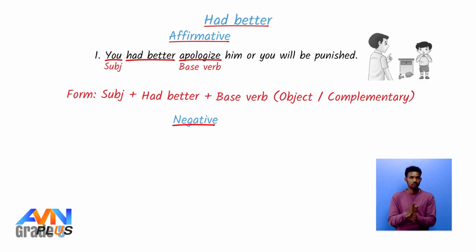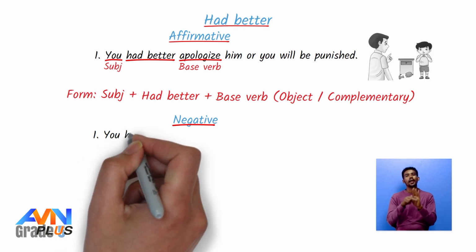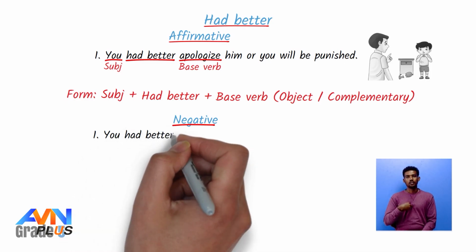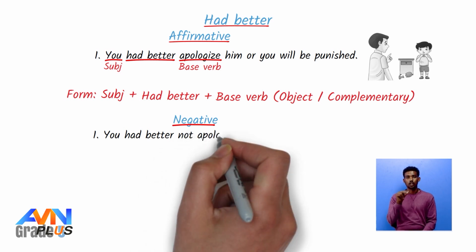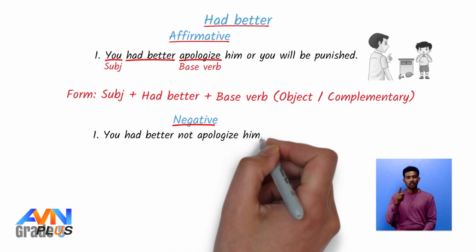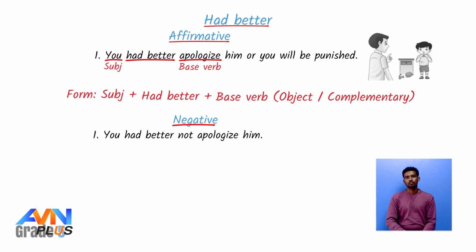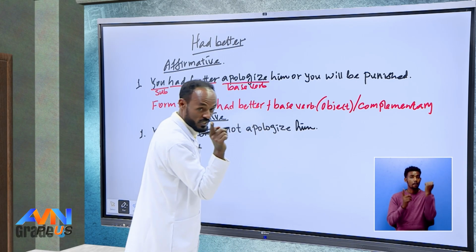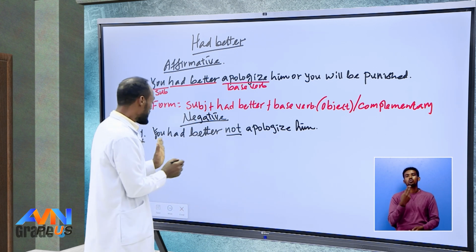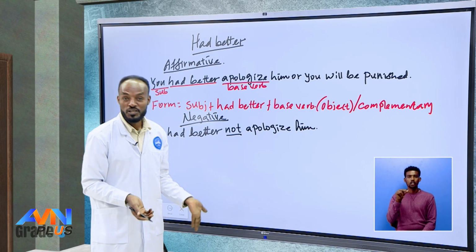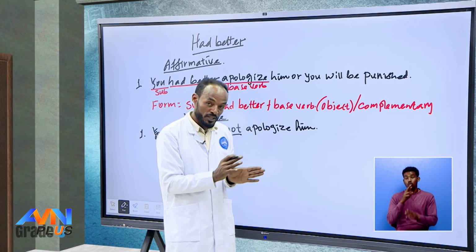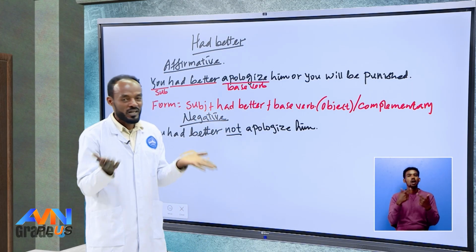So we can change it into its negative form: You had better not apologize him, or you will be punished. Now, will be punished is not important here because we use what? Had better not. You had better not apologize him. This means if you apologize him, something bad will happen. Is it clear?